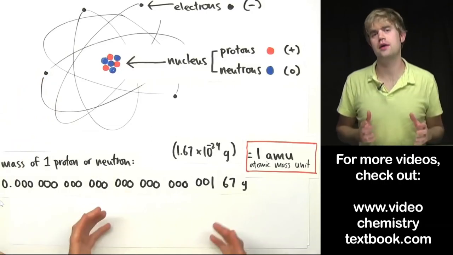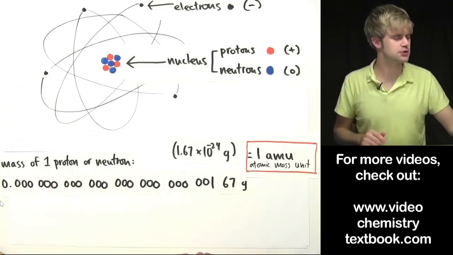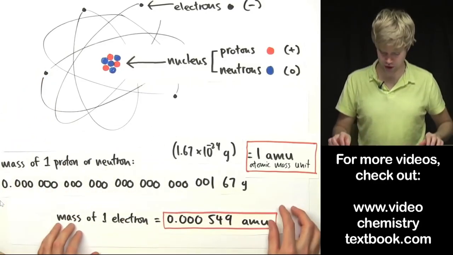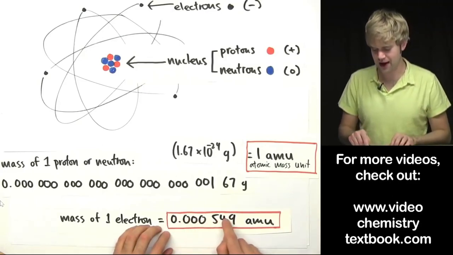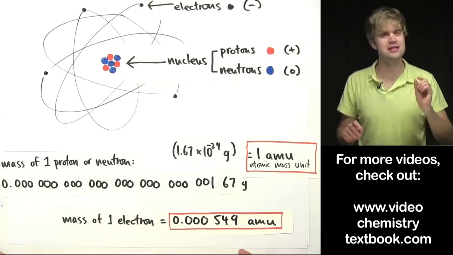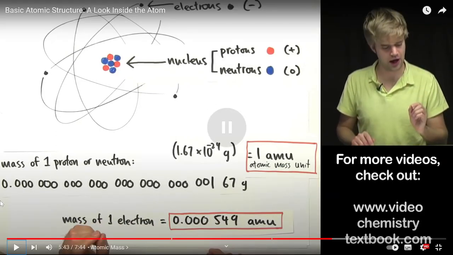An electron, on the other hand, is much, much, much smaller than a proton or neutron. It weighs only 0.0000549 AMU. So a tiny fraction. So, in the sentence, it says an electron weighs a tiny fraction of how much a proton or neutron weighs. So we usually don't even worry about the electrons at all.